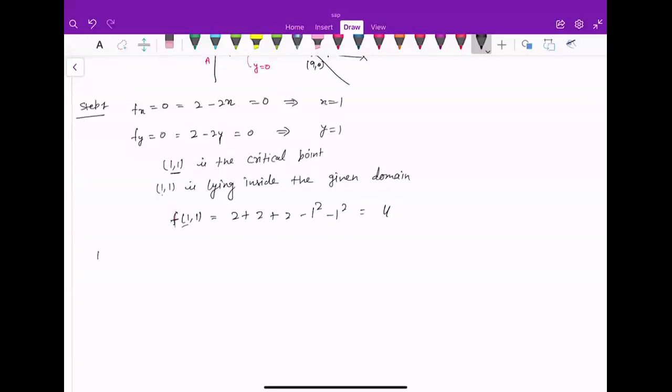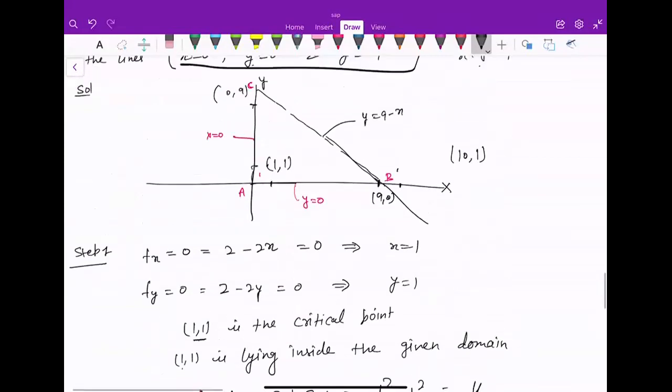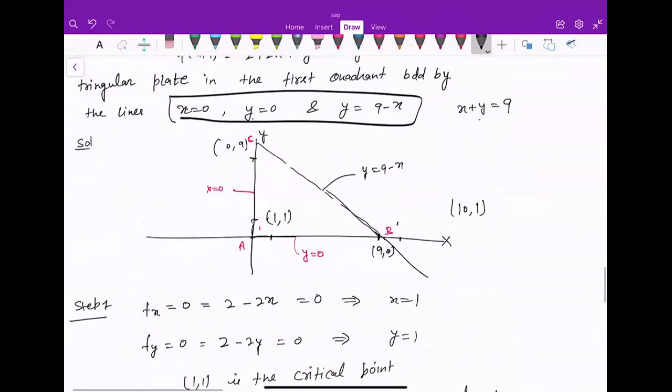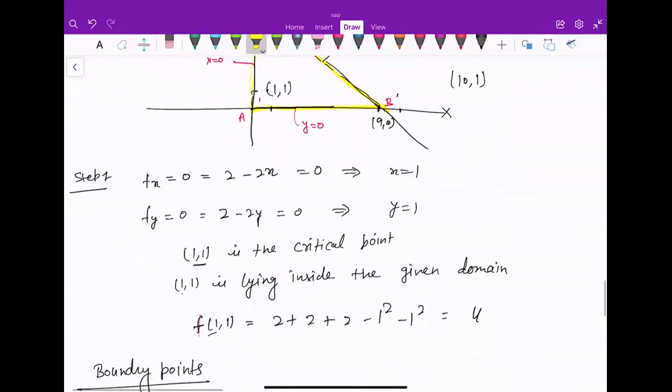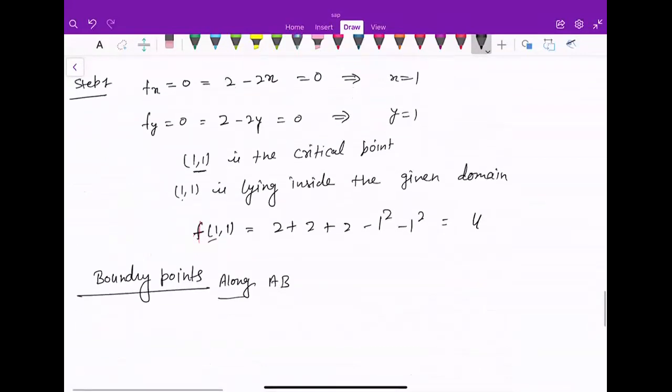अब हम चेक करेंगे बाउंड्री पॉइंट्स, ठीक है? तो बाउंड्री पॉइंट आपके पास कौन कौन से हैं? एक तो बाउंड्री आपकी ये हो गई, एक बाउंड्री आपकी ये है, ठीक है ना? एंड थर्ड बाउंड्री आपकी ये है। तो नाउ वी विल चेक अलोंग ऑल दीज़ थ्री बाउंड्रीज़, सो वी विल गो अलोंग AB, है ना? अब along AB क्या है?